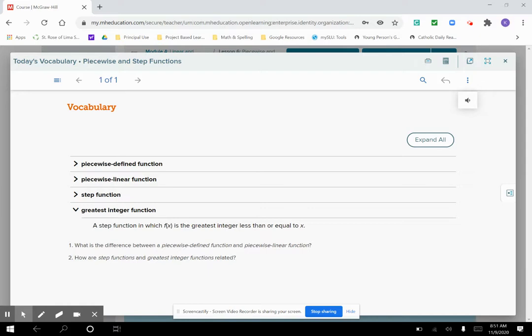One way to get a step function is to use the greatest integer function in order to do it. Make sure you put your vocabulary in your yellow notebook in the prongs so that I can find it. Also, make sure that you have really good visual examples in that native language. Of course, your piecewise defined and your piecewise linear can be the same. Your step function and your greatest integer function can also be the same.